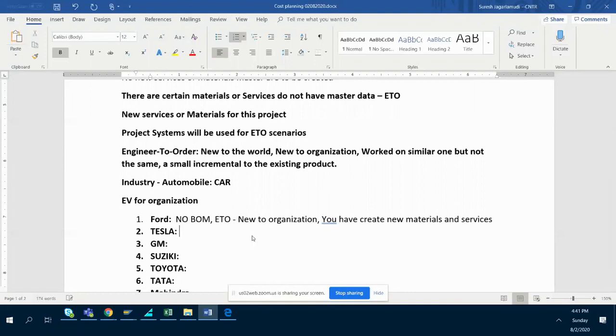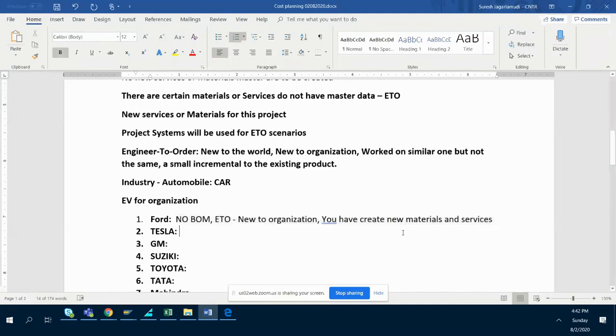Now, coming to Tesla. Are we clear? So you need to follow this process. See, at a high level, this is the process you need to follow. I'm giving you a clue on what to use in your practical scenarios, how you identify the scenario. This is the scenario. Now let's talk about Tesla.